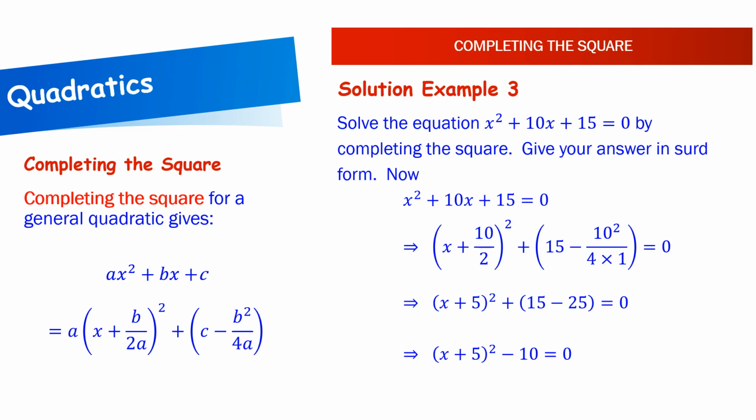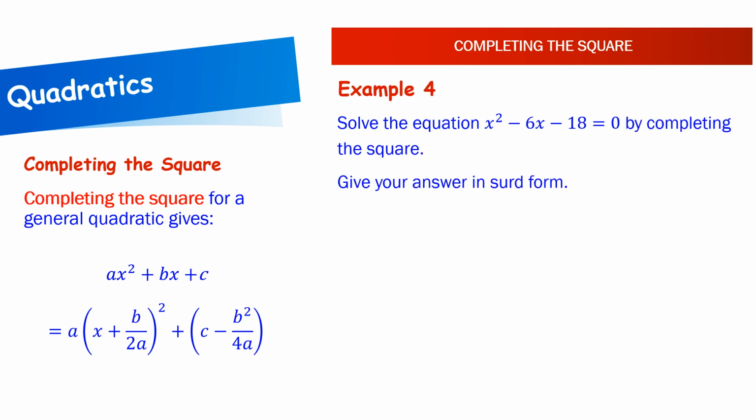Let's now solve this. So we add 10 to both sides to give us x plus 5 all squared equals 10, and then square root to give x plus 5 on the left-hand side and root 10 on the right-hand side. This gives us x equals root 10 minus 5. Now have a look at this example. Pause the video and have a go. Press play when you're ready to view the solution.